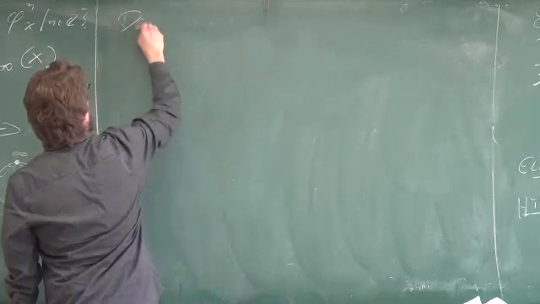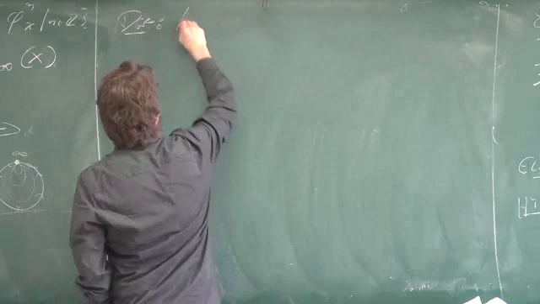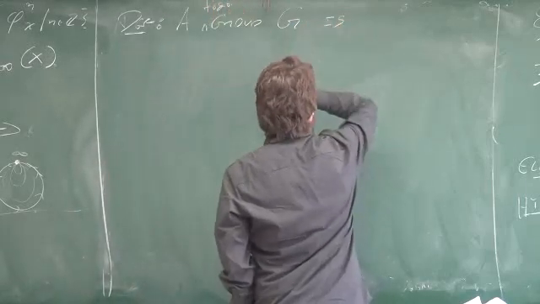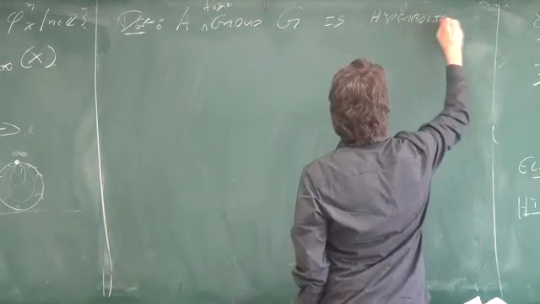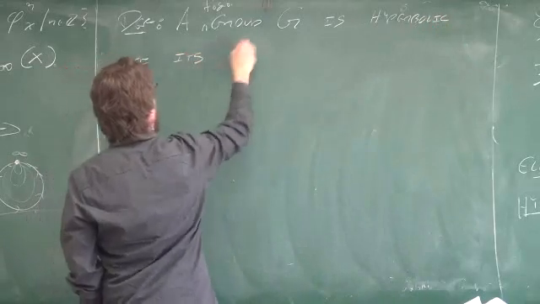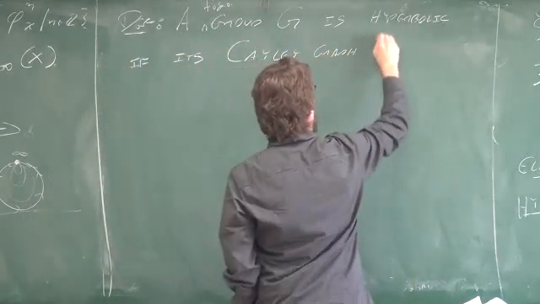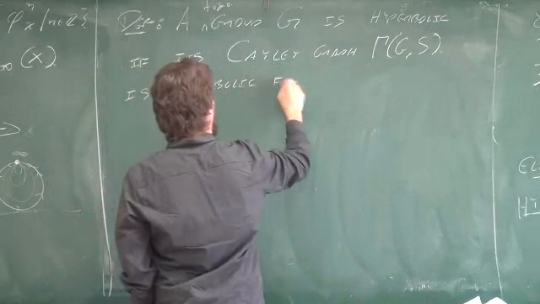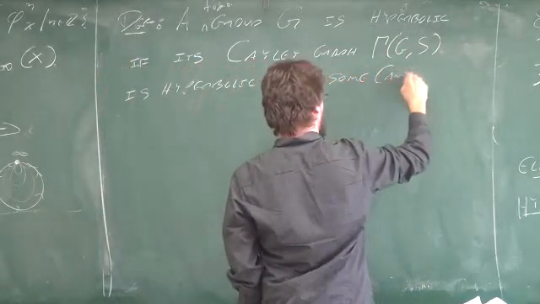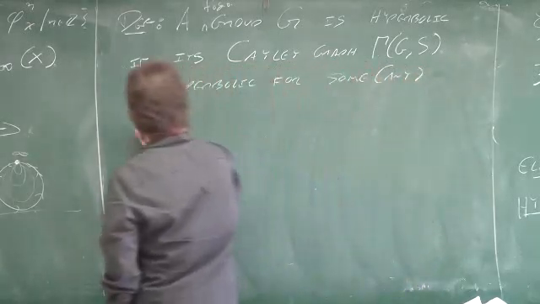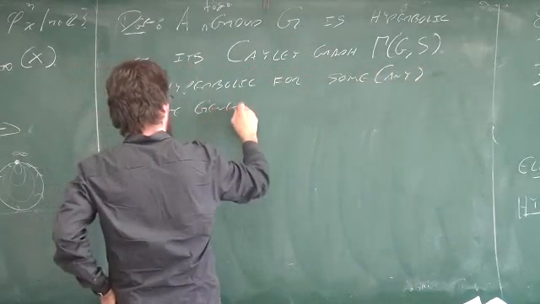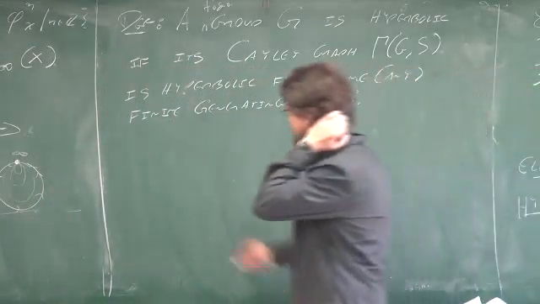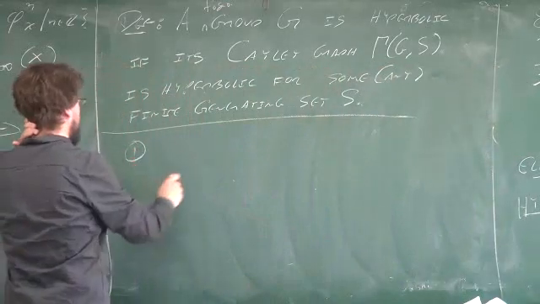Okay. So the definition is that a group G, which should be a finitely generated group, is hyperbolic if its Cayley graph is hyperbolic for some, or really for any, choice of finite generating set S. Okay, why doesn't it matter which generating set? Well, there are two points.